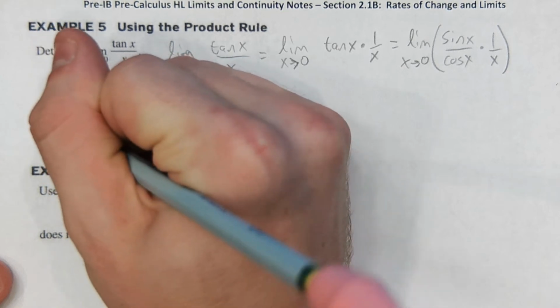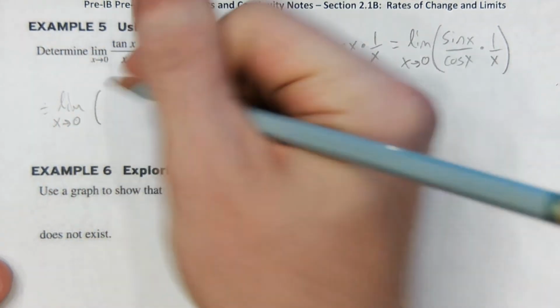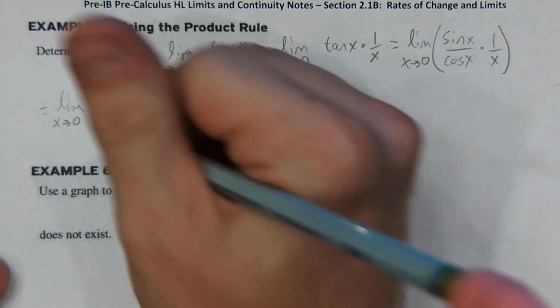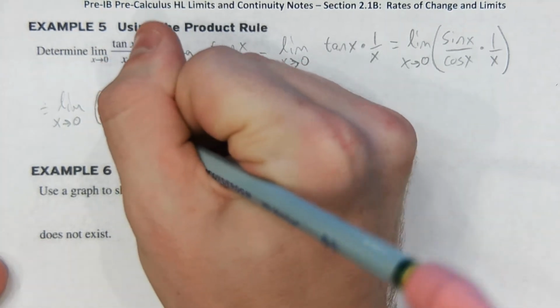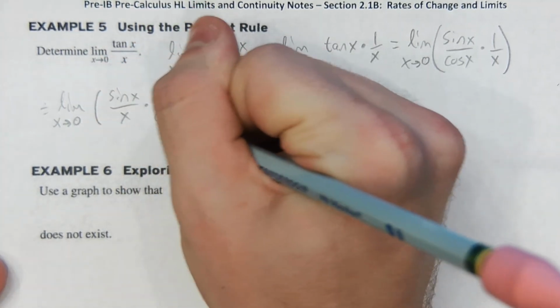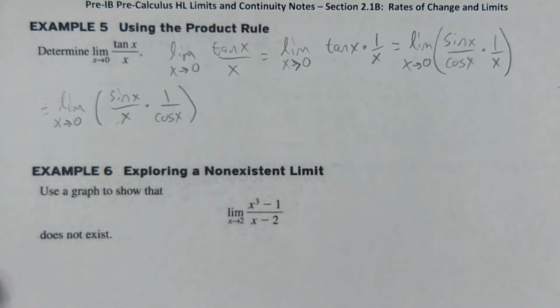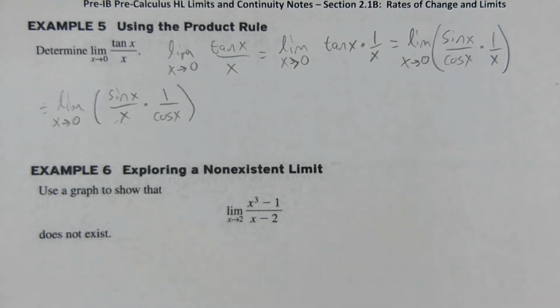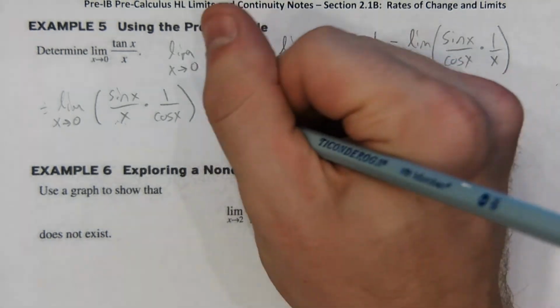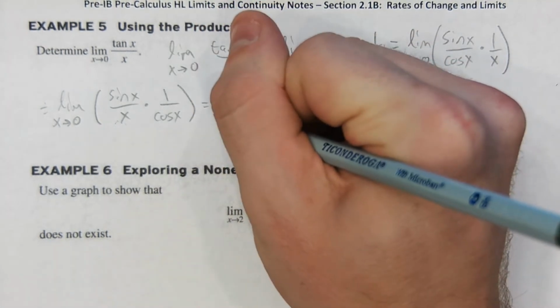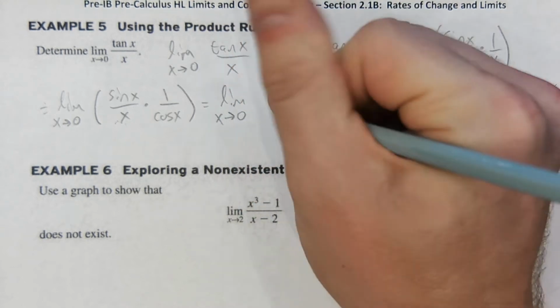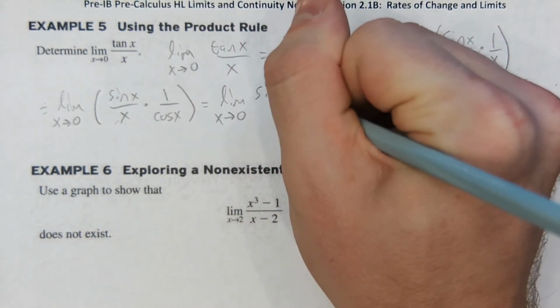The limit as x approaches 0 of, time to play with the order of multiplication. Why don't I say sine x over x times 1 over cosine x? There. I just switched these two things because cosine x times x is the same thing as x times cosine x, right? Yes, Mr. M? Okay, good. And now we can see that the product rule works because I can split this up into two limits being multiplied together.